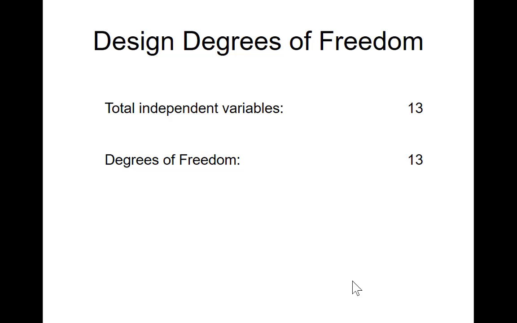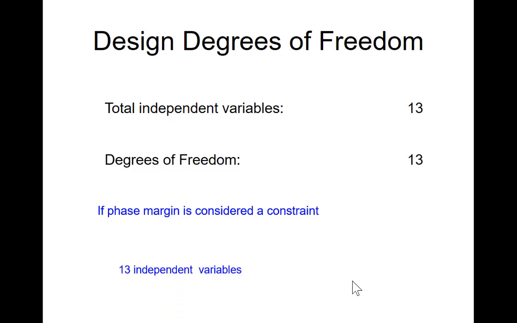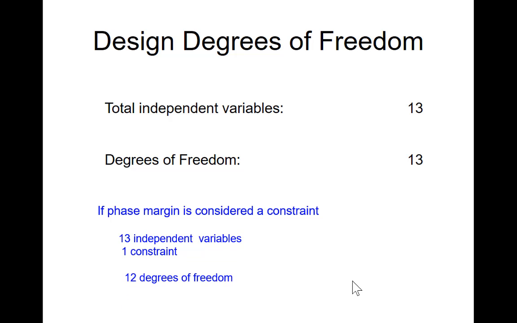Total number of independent variables here are 13. And right now there's 13 degrees of freedom. If phase margin is considered to be a constraint, which it usually is, in the application you've got in mind for it, then we have 13 independent variables, one constraint, so there's really 12 degrees of freedom. Okay. Is that good or bad, that many degrees of freedom? It's a good thing, but it's overwhelming. We love to have extra degrees of freedom, but sometimes it becomes overwhelming to determine how to effectively use those degrees of freedom.